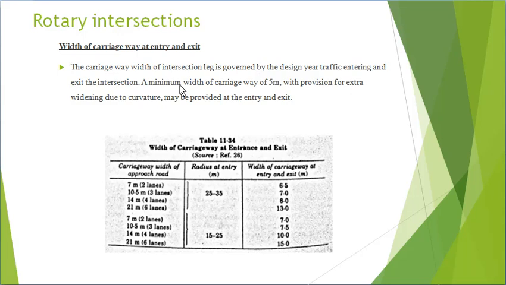Extra widening you have studied in transportation. Okay, so we have to provide some area for extra widening purpose, and minimum width is 5 meter. This is the width of carriageway at entry and exit. This is the table showing width of carriageway at entry and exit. If the carriageway width of the approach road is 7 meter, that is 2-lane road. Radius of entry is 25 to 35 meter, and the width of carriageway 6.5. Like that, various carriageway widths and the radius at entry, width of carriageway of entry and exit.